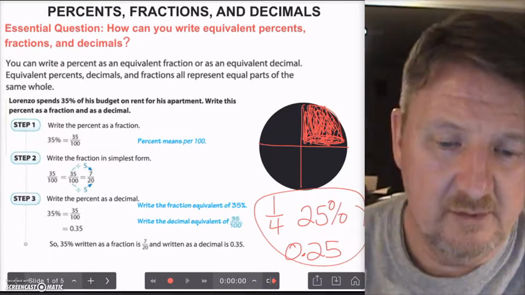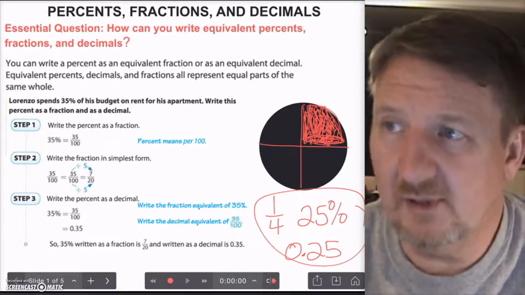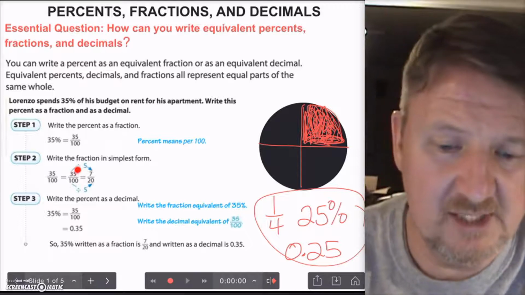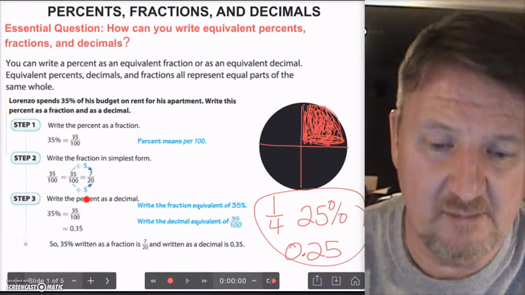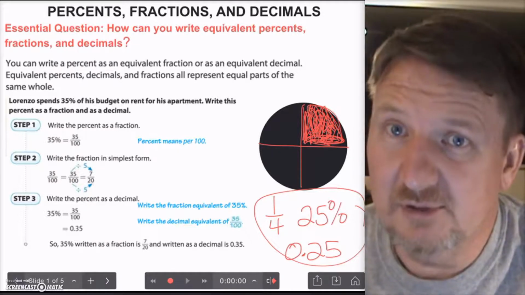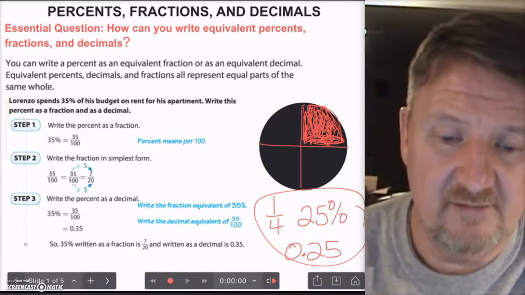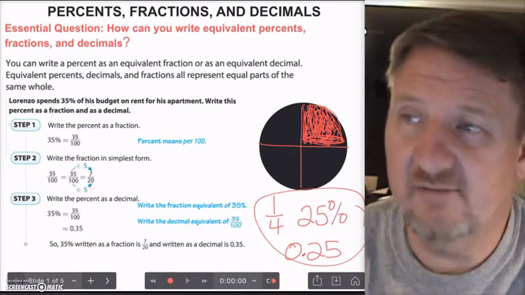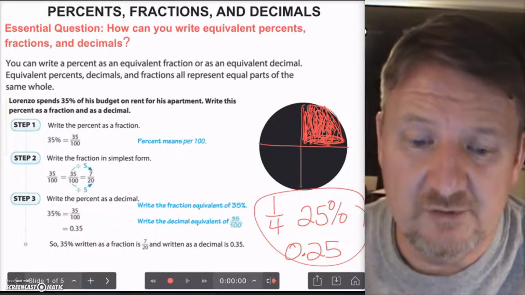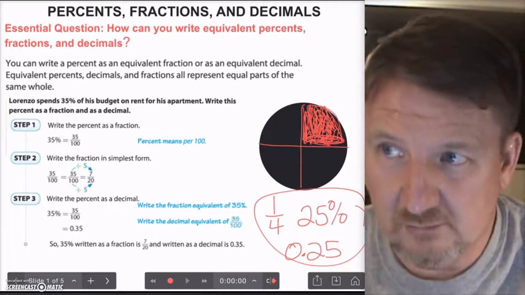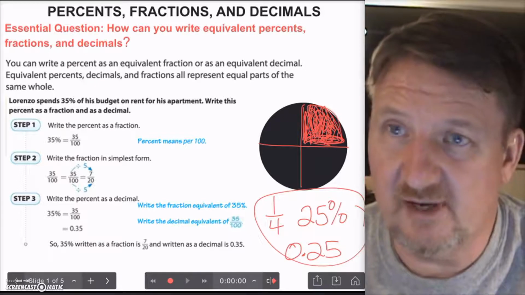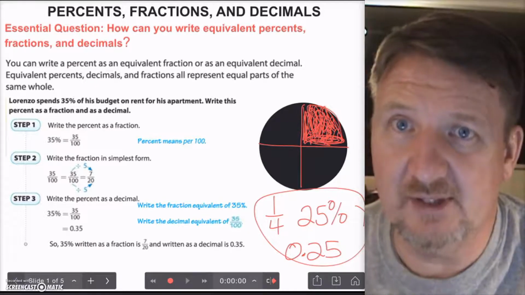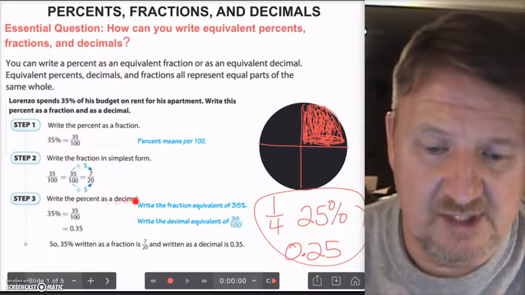Then it says write the fraction in simplest form. Yeah, you definitely want to simplify it. In this case, we can divide both the top and the bottom by the greatest common factor, which is 5. 35 divided by 5 is 7. 100 divided by 5 is 20. So 7/20 is also the exact same thing as 35%.